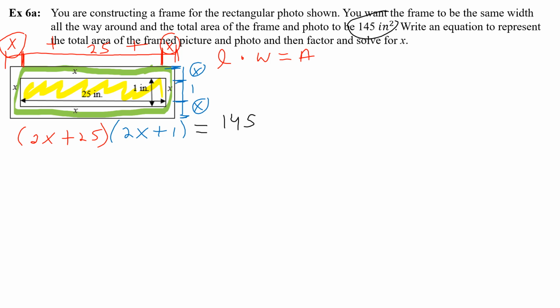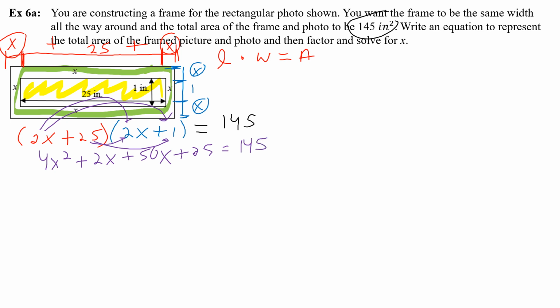So we can't actually do that. So what we're going to have to do now is distribute. 2x times 2x is going to give me 4x squared. 2x times 1 is going to give me a positive 2x. 25 times 2x is going to give me a positive 50x. 25 times 1 is going to give me a positive 25, and it's still equal to 145.